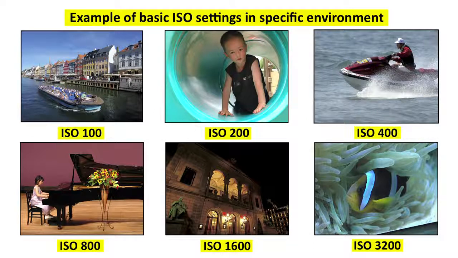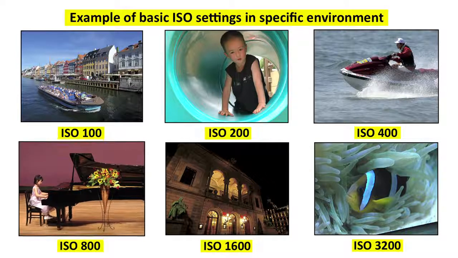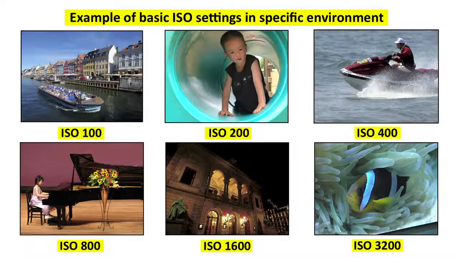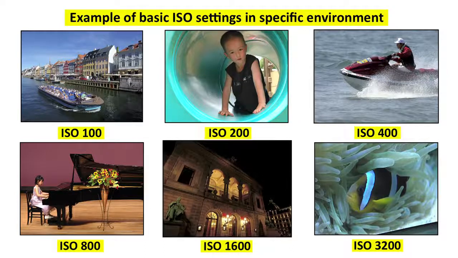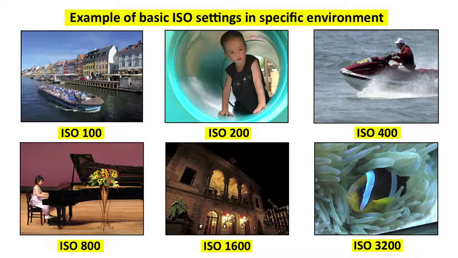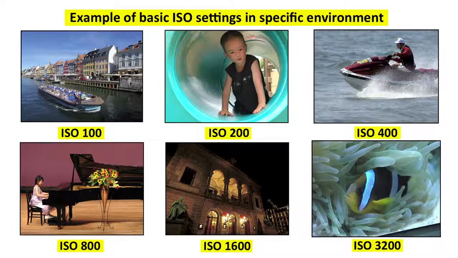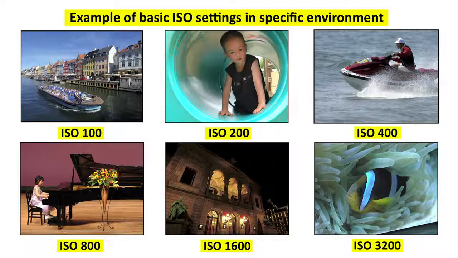If you are shooting some stage activity or stage show, ISO 800 is sufficient to give you great output. Similarly, if you are shooting in a very low lighting situation, especially at night, ISO 1600 can give you very good output. If you are shooting in a very low lighting situation wherein there is no light, then ISO 3200 or more can give you better output.